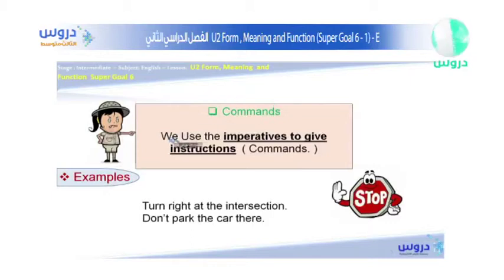If you want to make commands, you have to use imperatives to give instructions. So, we use the imperatives to give instructions, which means commands. For example, turn right at the intersection. So we start with the verb, with the command. Okay? Don't park the car here. So those are instructions or commands.